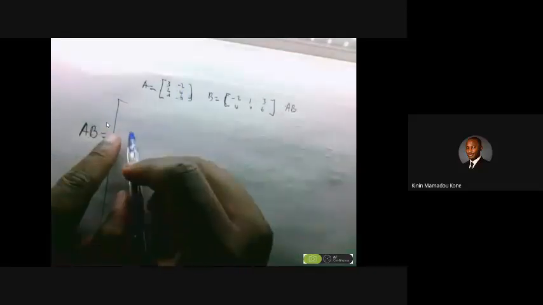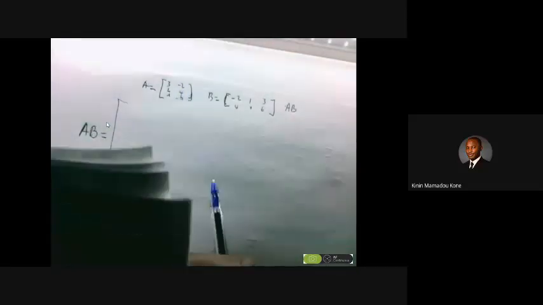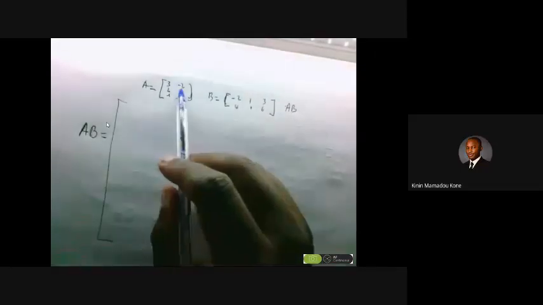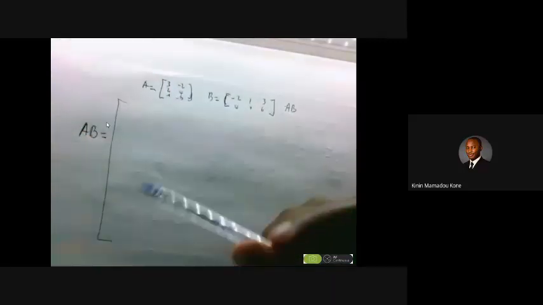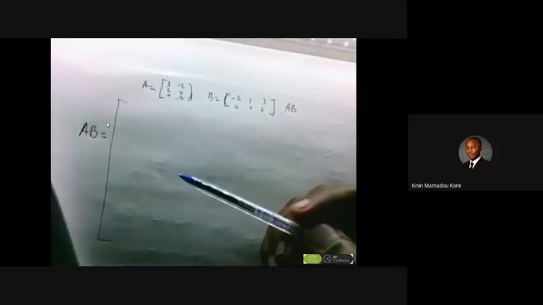So A times B, like I said, you take this row. So I'm doing row times column. Then let's say that I want to find the values here, here, and here, these entries.